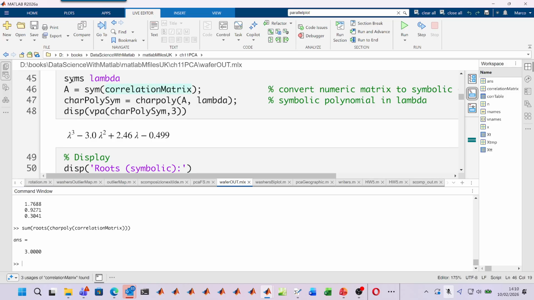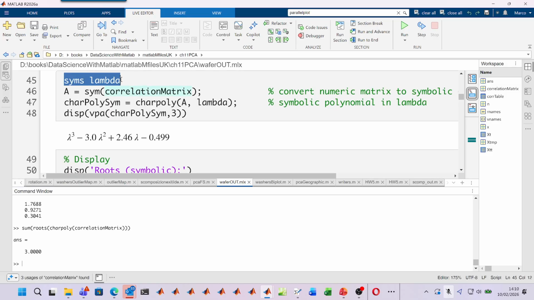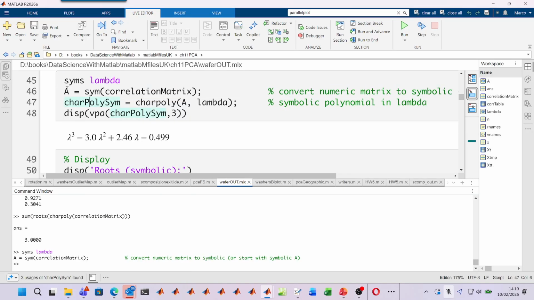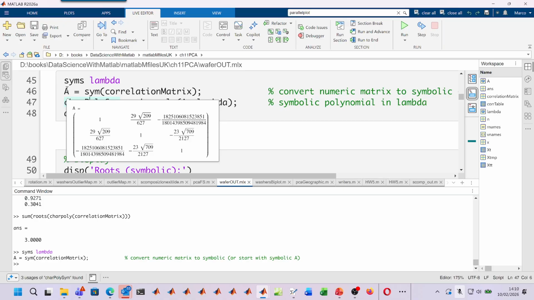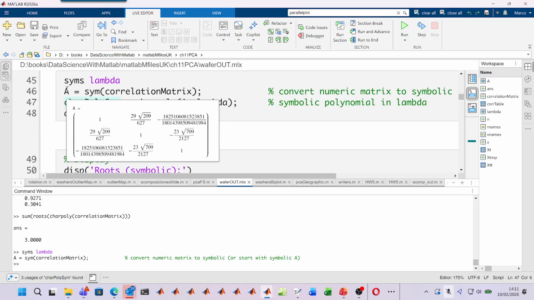So in symbolic terms, you have this symbolic variable, and then you transform A into symbolic, and now look at the symbolic representation of the correlation matrix. Don't you think it is a ridiculous representation, isn't it? But this is what the machine does, how it represents the number. But they are true. If you do it with the calculator, then you get the numbers that you have found in the correlation matrix.